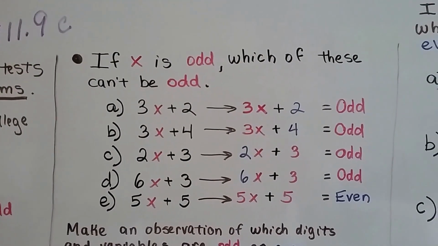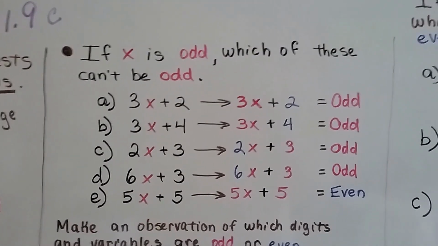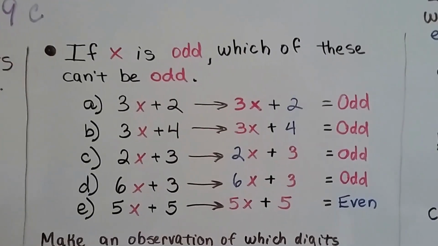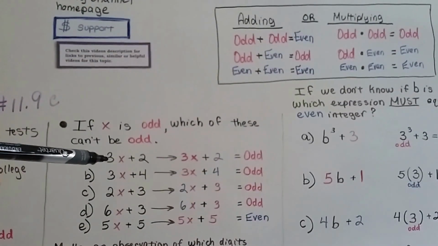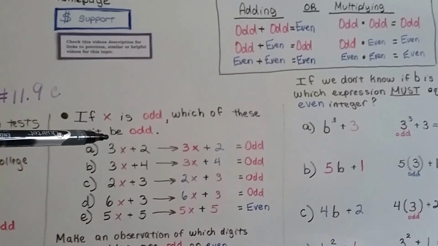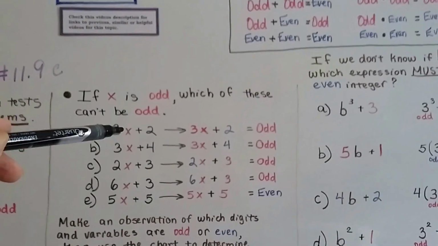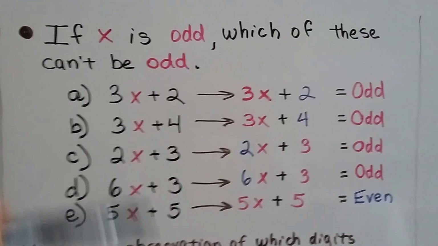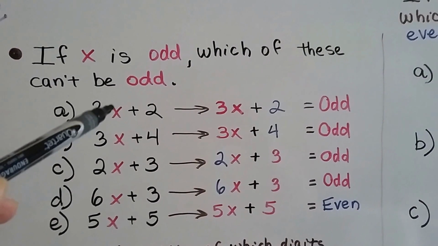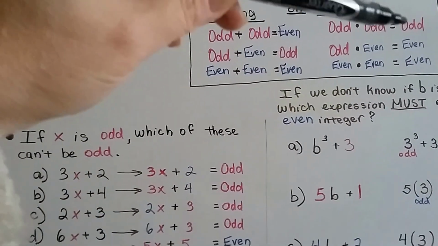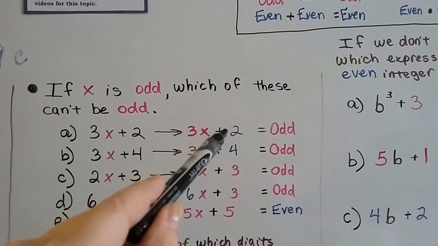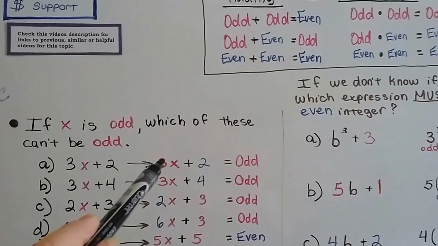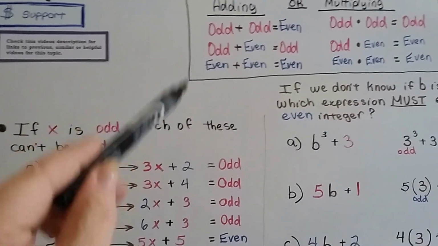If x is odd, which of these can't be odd? So we use our chart. And this 3x means 3 times x. Well, if x is odd, so I color-coded it to be pink, that means we have an odd times an odd. And according to our chart, an odd times an odd makes an odd. So that means this part right here is odd. Now we're going to add an even. An odd plus an even makes an odd.